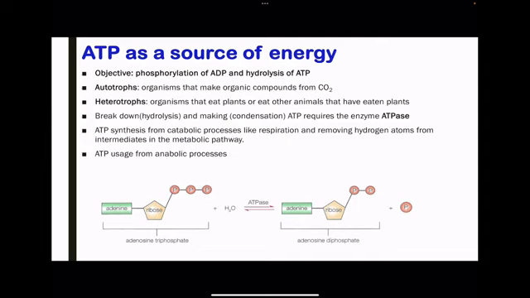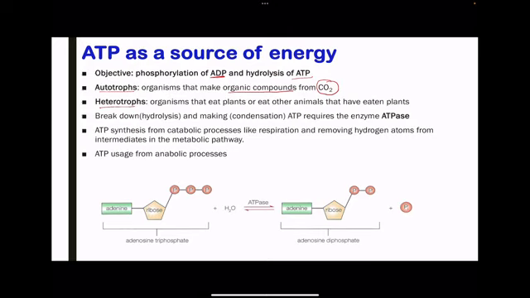We begin by looking at ATP as a source of energy. Here the objective is about phosphorylation, where ADP is converted into ATP by addition of an inorganic phosphate onto ADP. But before we go further, I want us to introduce different categorizations of organisms in terms of autotrophs as well as heterotrophs. Autotrophs are organisms that make their organic compounds of food directly from carbon dioxide, which is found in the air, or it could be found in the water, wherever, but provided it's a form of CO2.